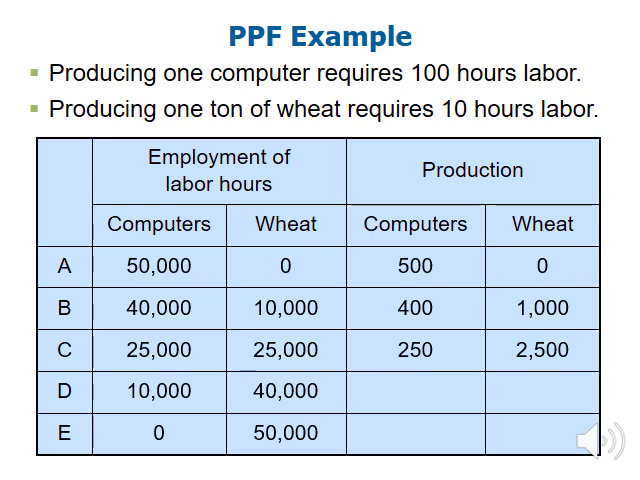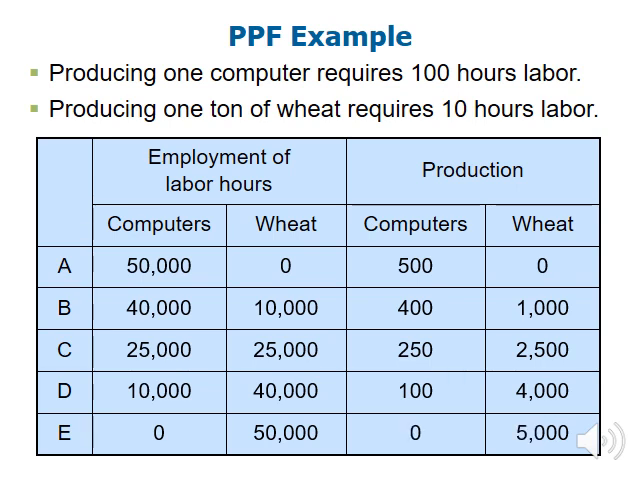Row B gives us 40,000 hours of labor devoted to computers, divided by 100 gives us 400 computers. If we've used 40,000 hours in the production of computers, we still have 10,000 remaining hours of our total 50,000 hours that we can use in the production of wheat. Those 10,000 hours devoted to the production of wheat provides us with 10,000 divided by 10, 1,000 units of wheat. The same process has been calculated for row C and row D.